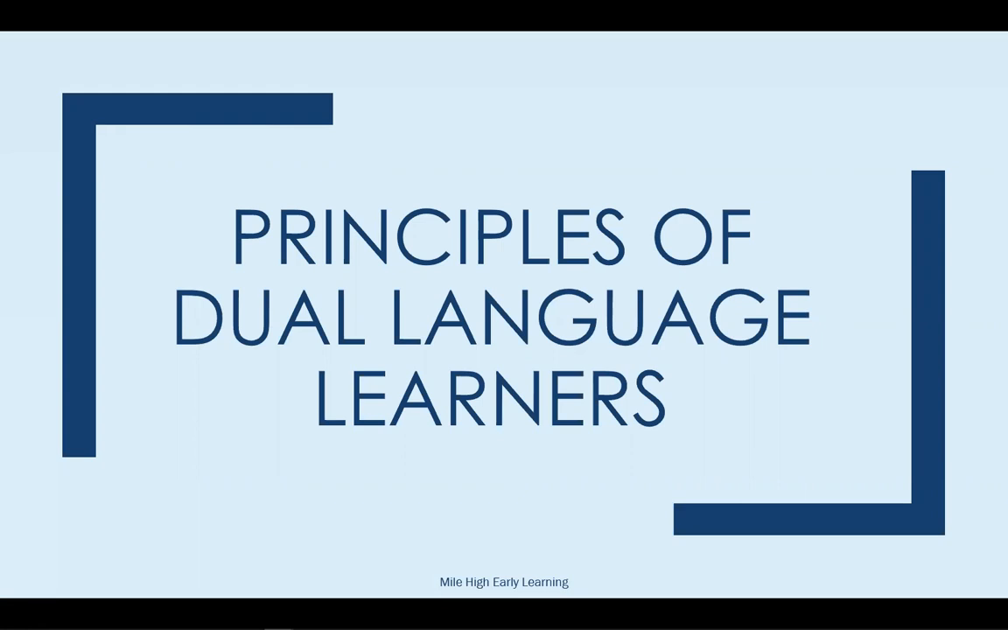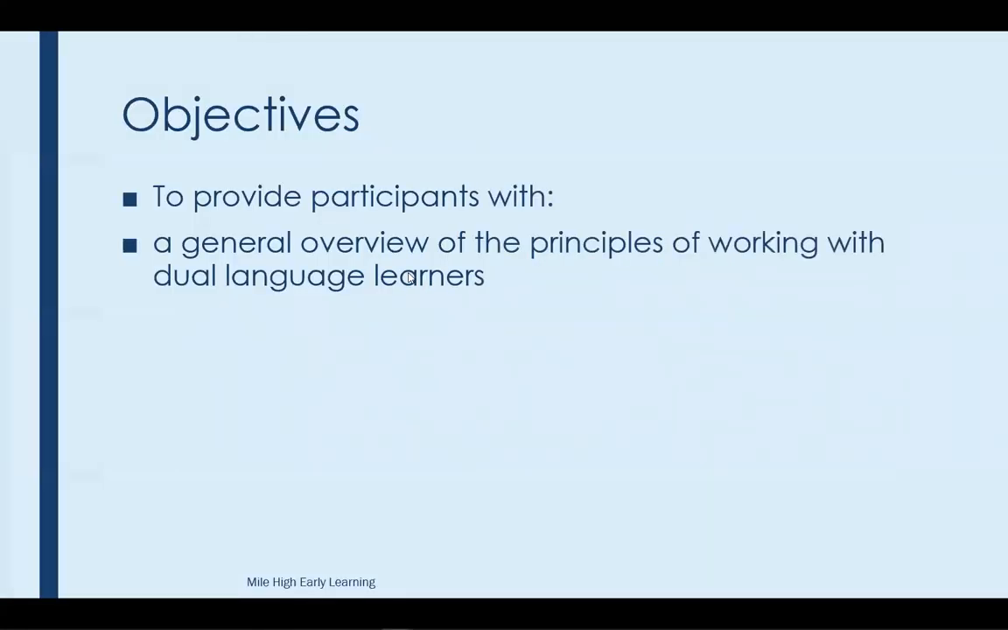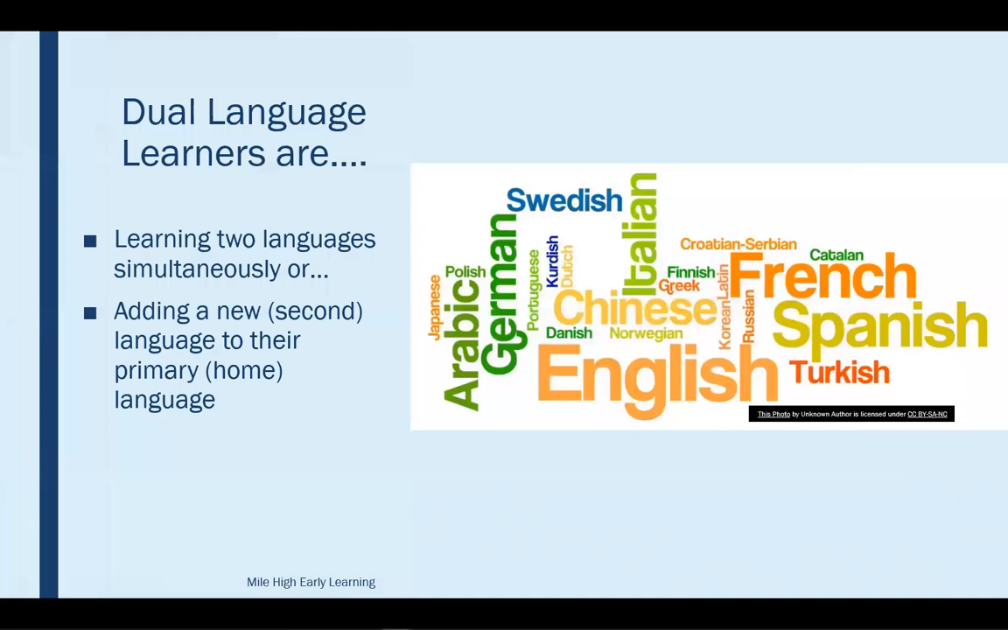So we'll go ahead and start with our objectives for this training. Our objectives are to provide participants with a general overview of the principles of working with dual language learners in early childhood programming. I think it's really important that we first start out with a definition of who and what dual language learners are.